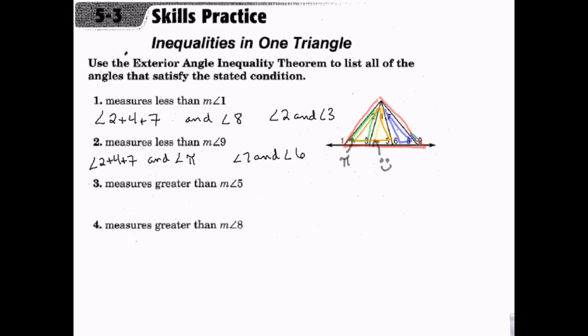So angle 5, if you're looking at the little yellow triangle, angle 3 is the outside angle. But if we're looking at the orange triangle, angle 1 is the outside angle.